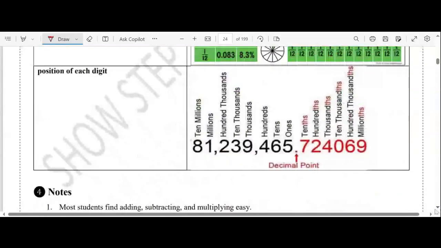Before we go to the examples, you have to know the names of the positions. For example, here I have the decimal point, correct? This place is called ones. How many ones do you have? 5 ones. Here, tens, hundreds, thousands, 10,000, 100,000, million, 10 million. For the places after the decimal, you have to add TH to it. Is this clear?